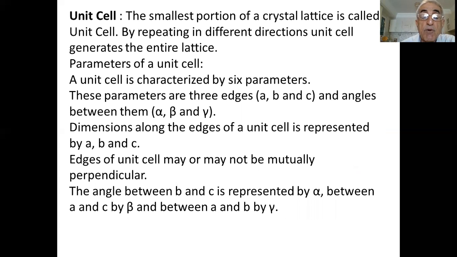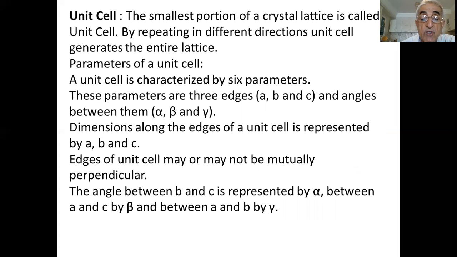Unit cell. The smallest portion of a crystal lattice is called a unit cell. By repeating in different directions, the unit cell generates the entire lattice. Parameters of a unit cell. A unit cell is characterized by 6 parameters. These parameters are the 3 edge lengths A, B, and C, and the angles between them, alpha, beta, and gamma.